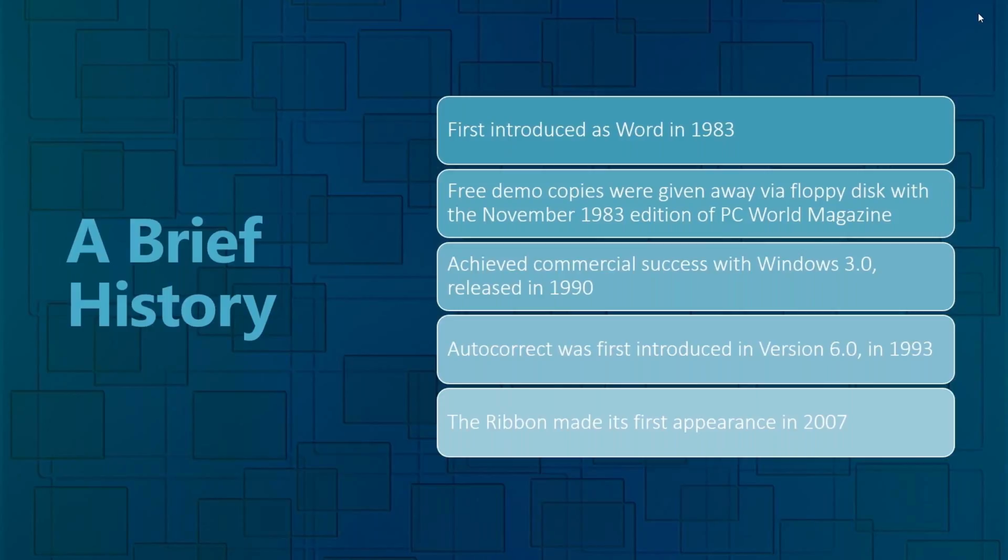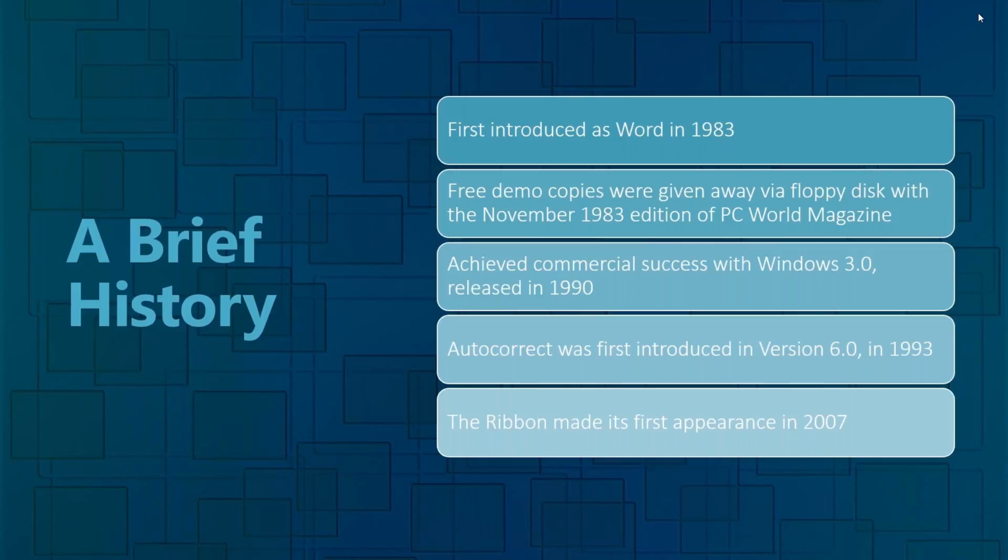The autocorrect feature that we live and die by today was actually first introduced in version 6.0 in 1993. That fact actually surprised me because I would have thought that autocorrect seems like a much more modern concept, especially with the smartphones that we use today. It turns out that it started way back in '93.